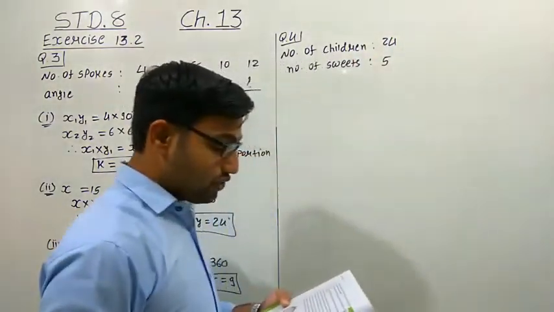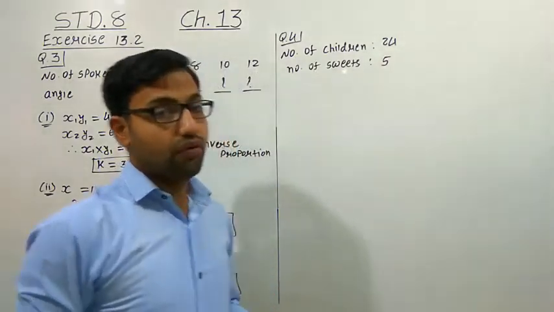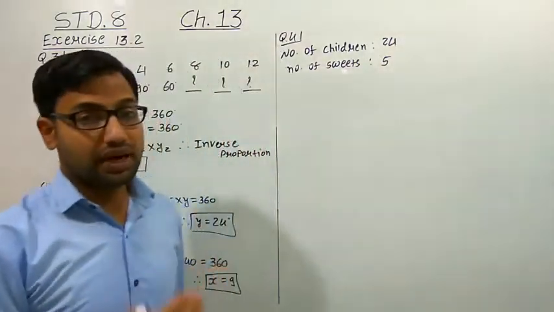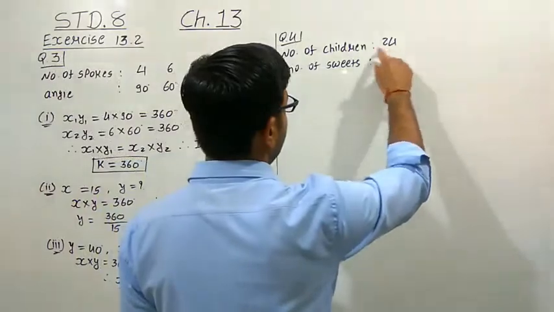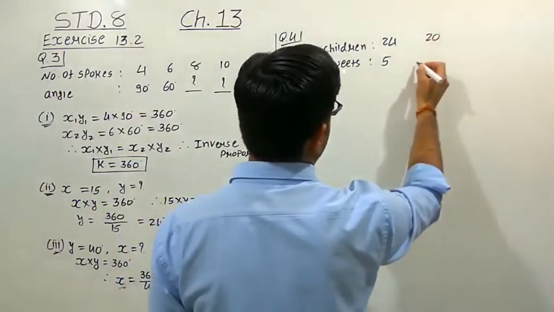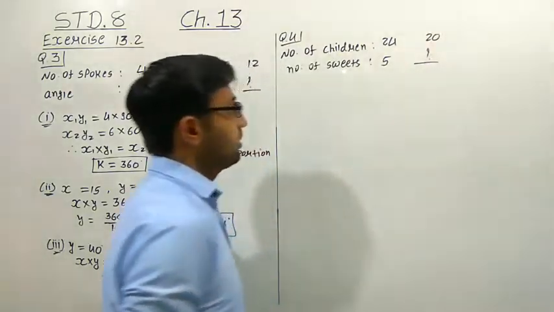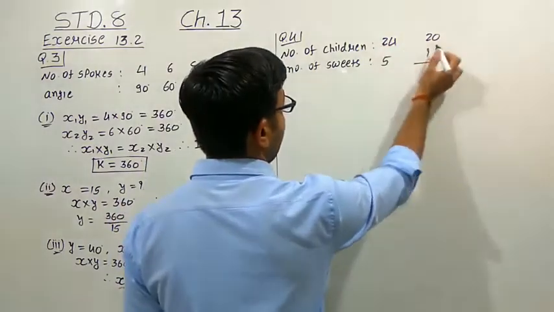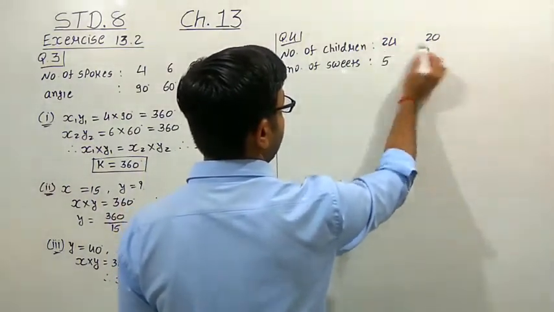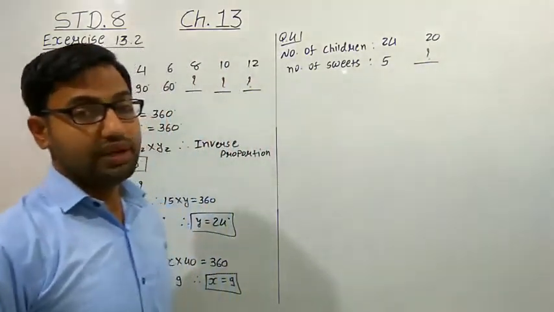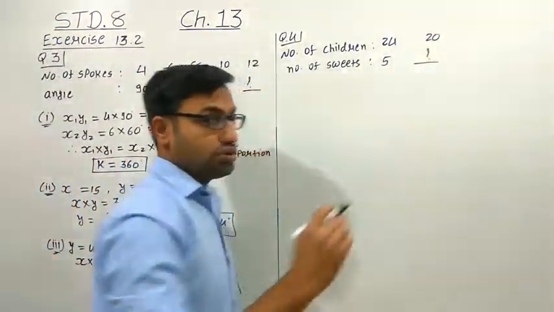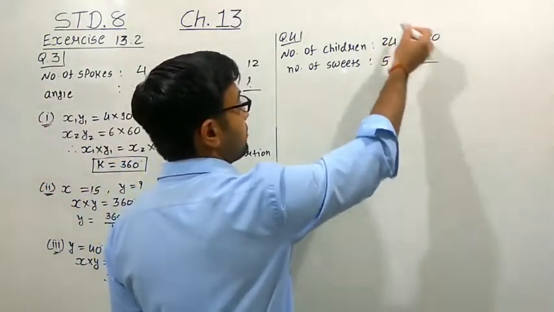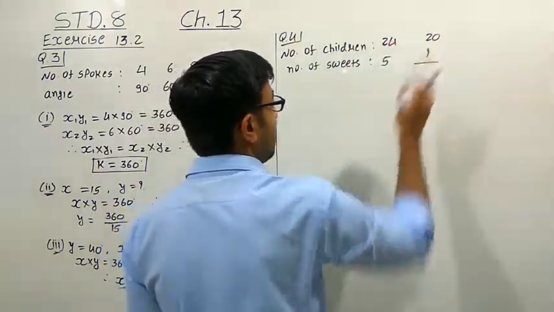Now we are asked how many sweets each would get if the number of children is reduced by 4. Reduced by 4 means first of all we have 24 children, and reduce means to subtract. If we subtract 4 children, the number of children becomes 20. So instead of 24, we have to take 20. Do not make a mistake and take 4, because the total number of students is not 4. 4 is reduced from whatever the number of students we first have. So reduce 4 from this number, we get 20.